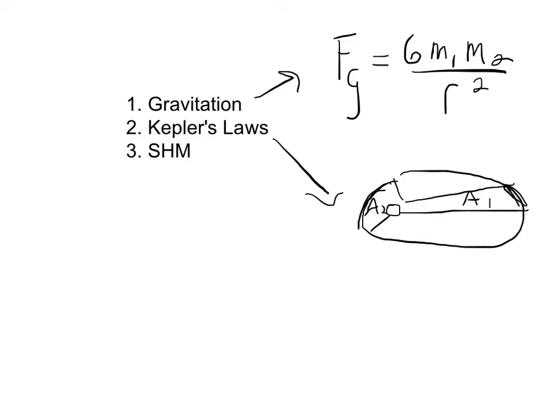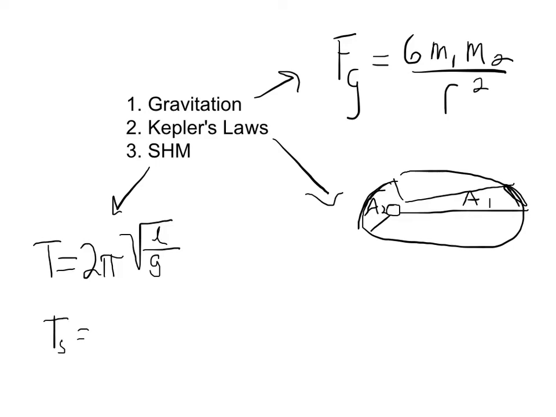Simple harmonic motion for a pendulum and a spring. Dealing with a pendulum, the period of the pendulum, or the time for one oscillation, is 2 pi square root of the length of the pendulum over gravity on the planet. And then for a spring, 2 pi times the square root of the mass on the spring over the spring constant.